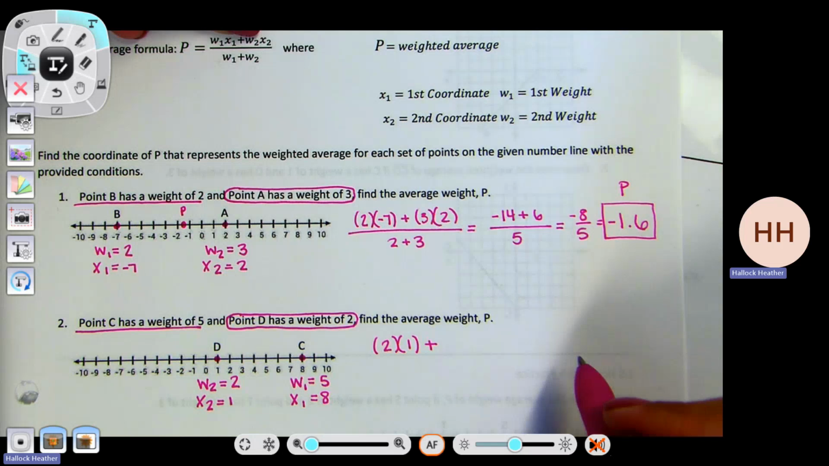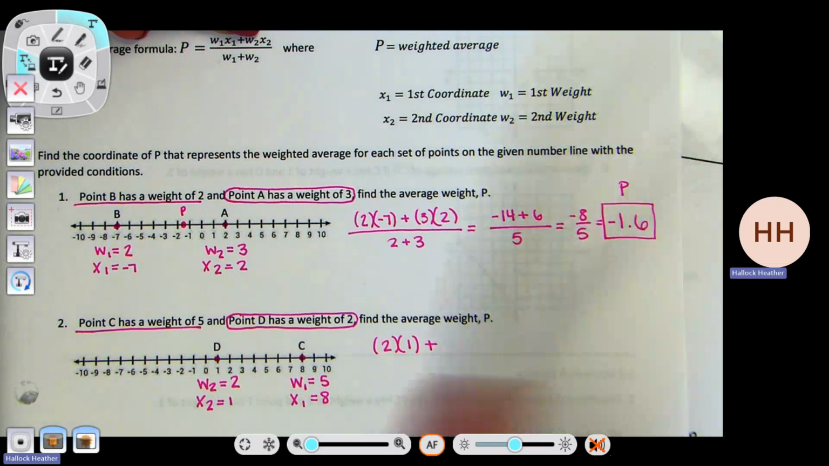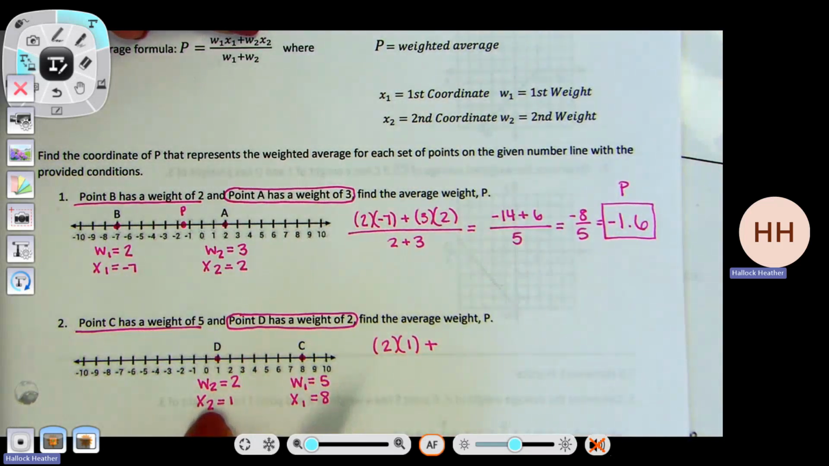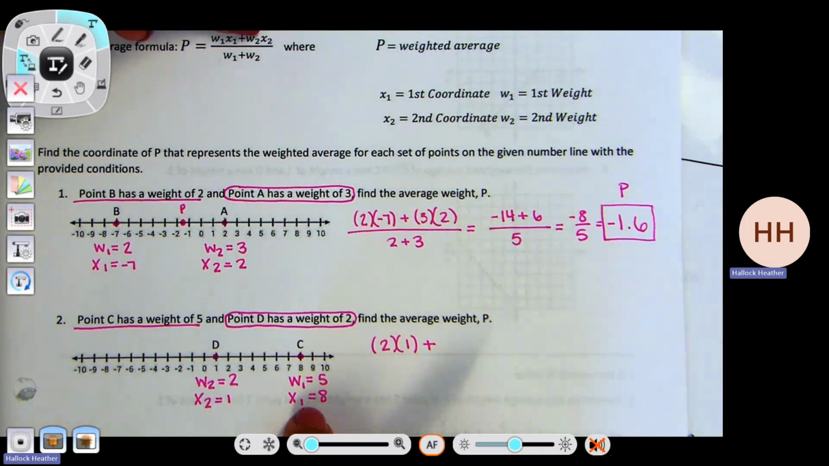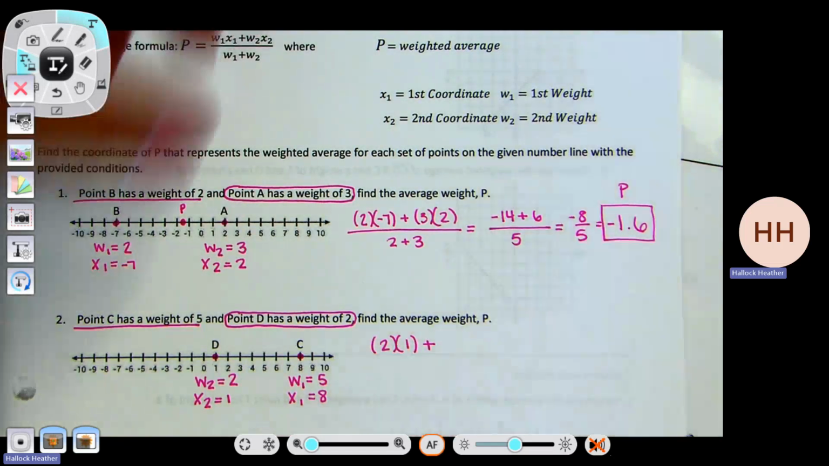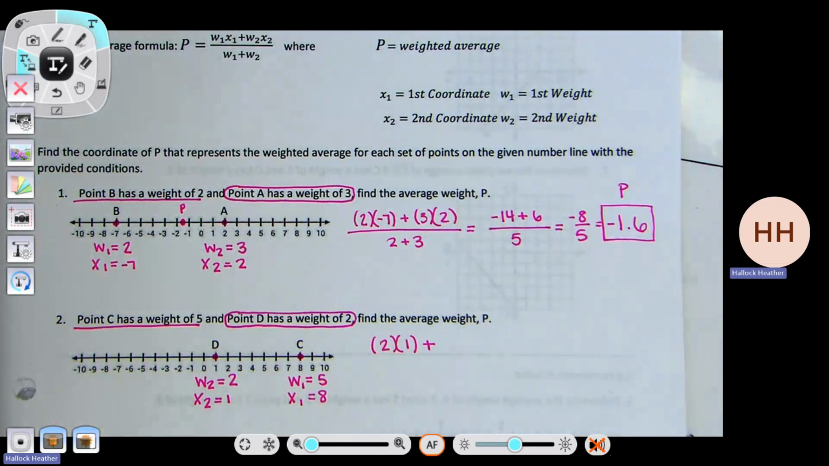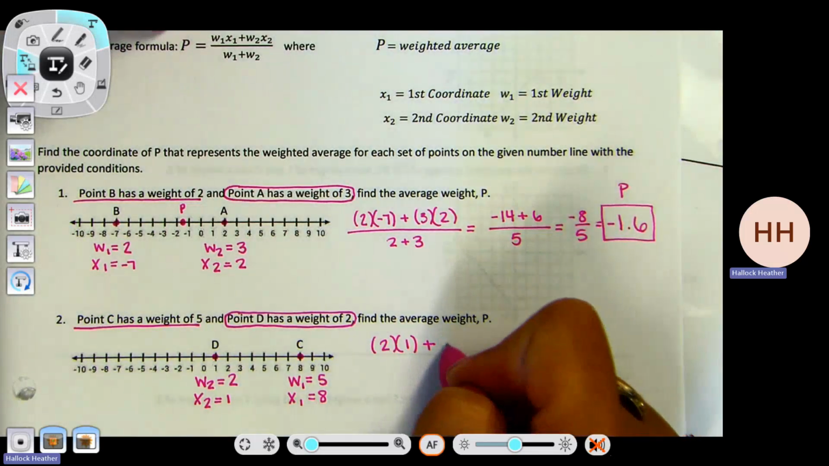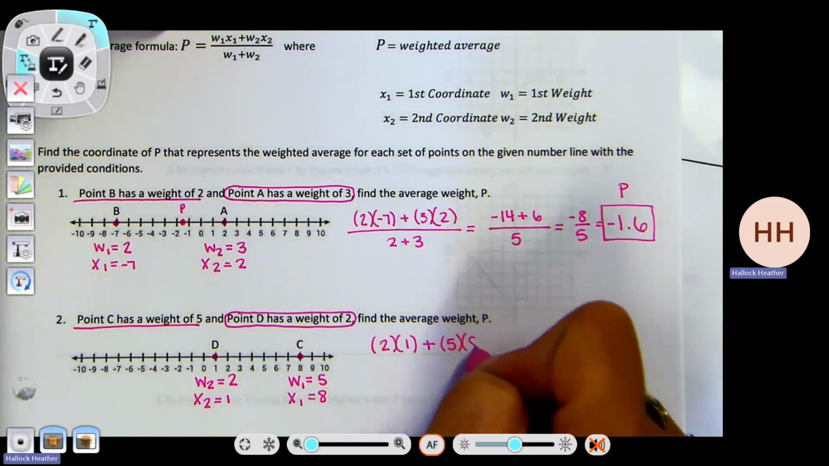Nobody even called me out for that. I wrote it technically wrong, because I listed mine as weight 2 and x2, and this one's weight 1 and x1. But does it technically matter? No, because either way, you're going to end up adding them together. If you want to change it to 5 and 8 here and 2 and 1 here, either way, you're going to multiply and add it together. So it doesn't matter. Okay, so let's put 5 and 8. It's not a big deal.